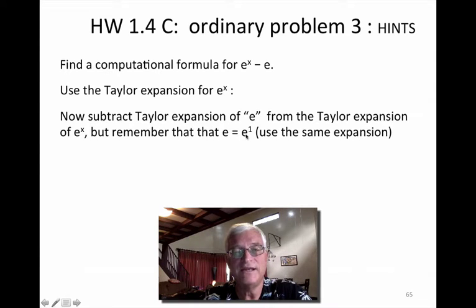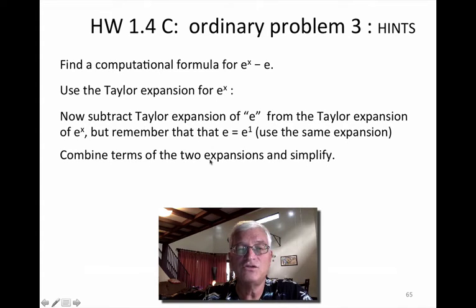Well, that means that e to the 1 also has the same Taylor expansion as e to the x, except everywhere you had an x, use a 1. And that's really just use the same expansion. And then combine the two expansions, the one for e to the x and the one for e to the 1, and try to do some simplifications, and I think you'll find that a fairly easy problem to work.